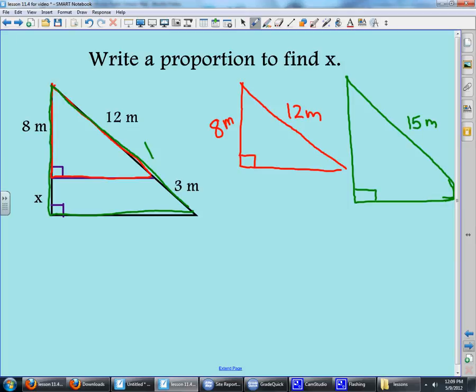So to get this whole side length, we have to add that together. To get this whole side length, we're going to have to add 8 and x. So the length of this green side is going to be 8 plus x. Now we have similar triangles again. So that means that these sides, the legs and the hypotenuse, are proportional lengths. So we're going to use a proportion. We'll do leg over hypotenuse.